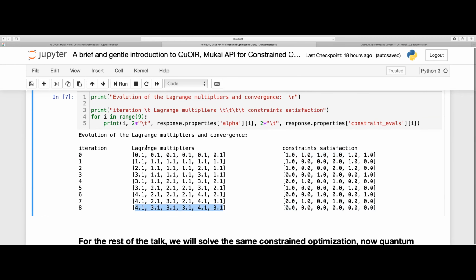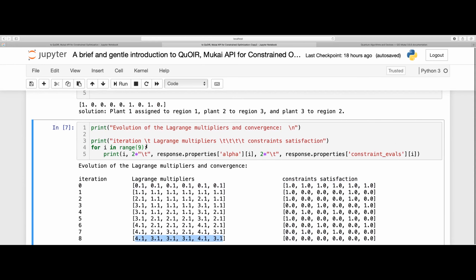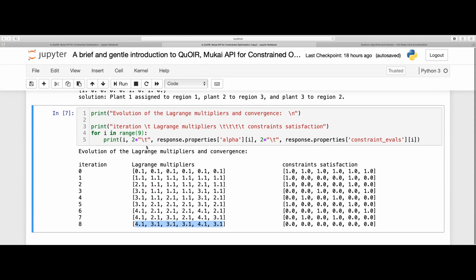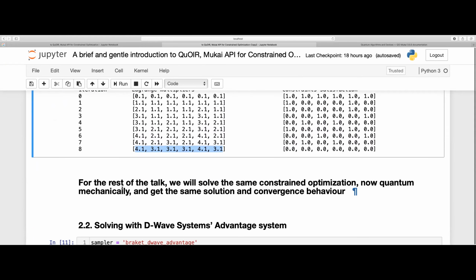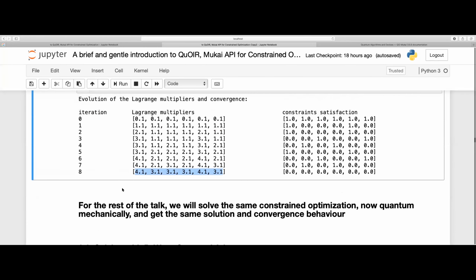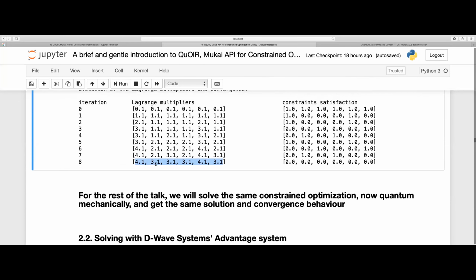So this is a tiny baby example for QCI, QBSolve, but the goal here is to demo the quantum solvers. So this is what I will be doing for the rest of my talk. For the rest of my talk, I'll be solving the very same constraint optimization problem, now quantum mechanically, and we will see we get the same solution, but also the same nice convergence behavior we have here.